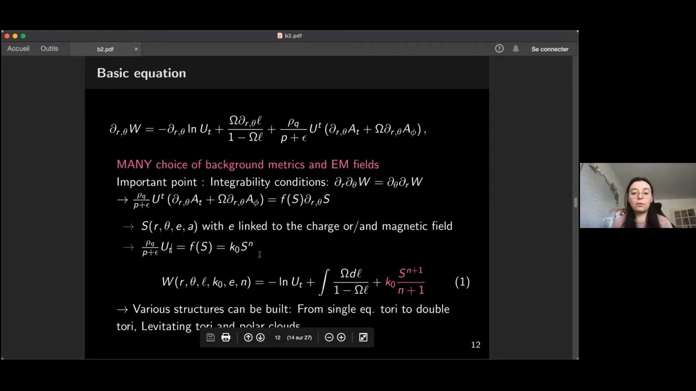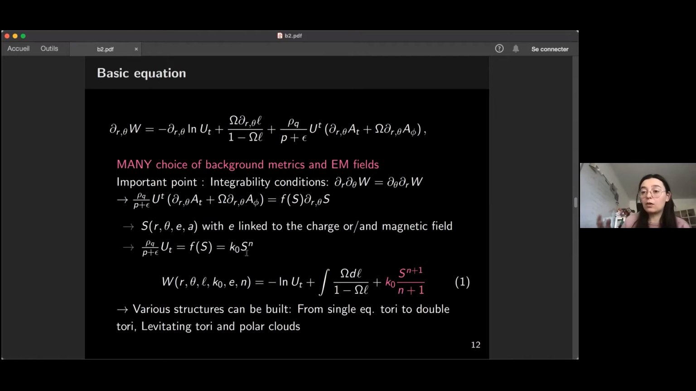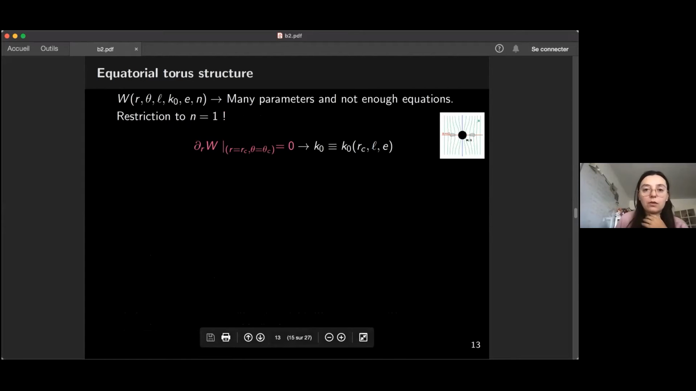So now we can build various structures. From single equatorial tori, with which we can model the accretion disk, we can also create double tori, levitating tori, or even polar clouds. So I'm going to start by discussing a little bit the equatorial torus. W depends on many parameters, and we don't have enough equations. So to start, we decide to restrict our discussion to n equal to 1. So we have a lot of parameters, and we try to constrain them.